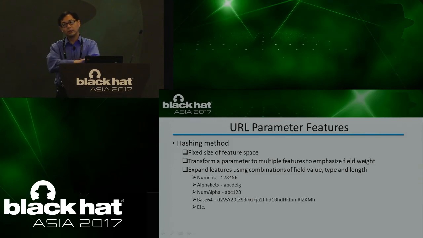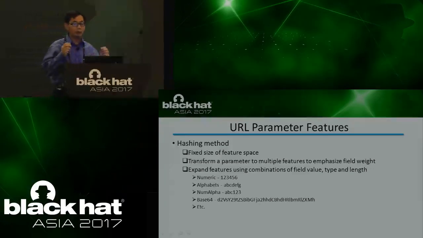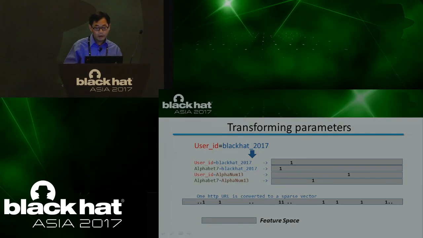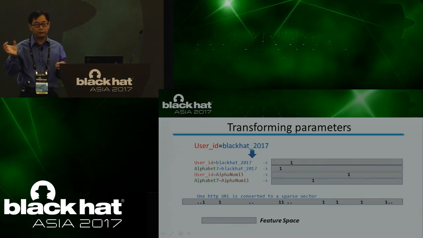These features use a combination of the actual value and the type plus the length. So for example, if it's a number, we just call it numeric. If it's pure letters, we call it alphabet. If it's mixed, we call it num alpha. We also have some encodings, like base 32 and base 64. So it basically tells what type of text this is. Okay, now we are going to show you how we do this. We call it mapping of a parameter to a feature set.